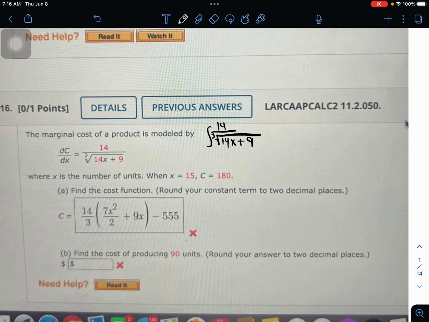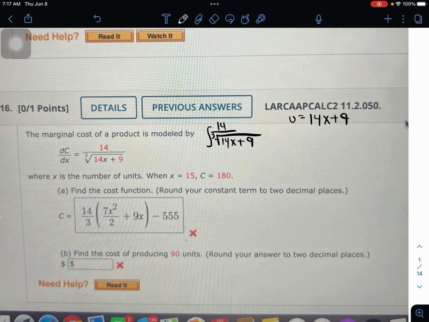And to take the integral of that, I'm going to use u substitution. I'm going to say this 14x plus 9 is my u. Typically, when you're doing u substitution, if you have a function inside another function, the cube root is also a function, so you have a function inside of another function, in general, call the inside function u. So I'm going to say that u equals 14x plus 9.